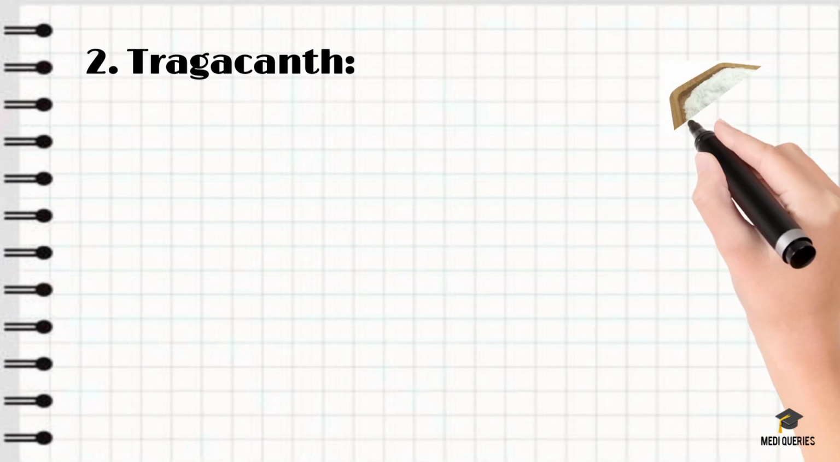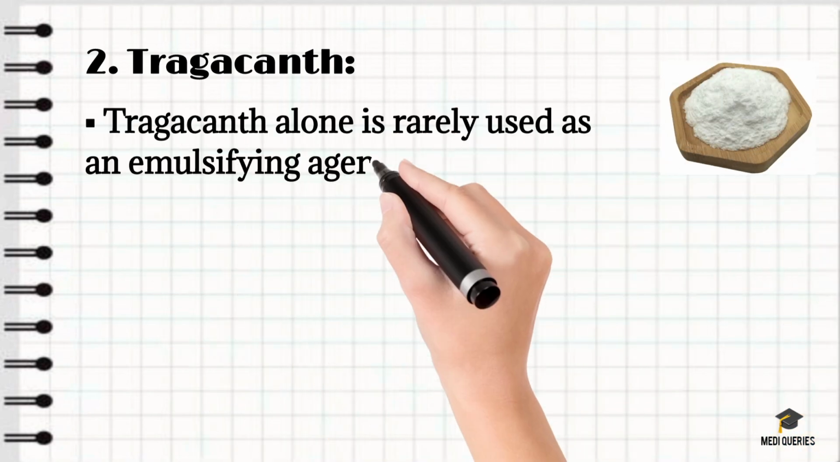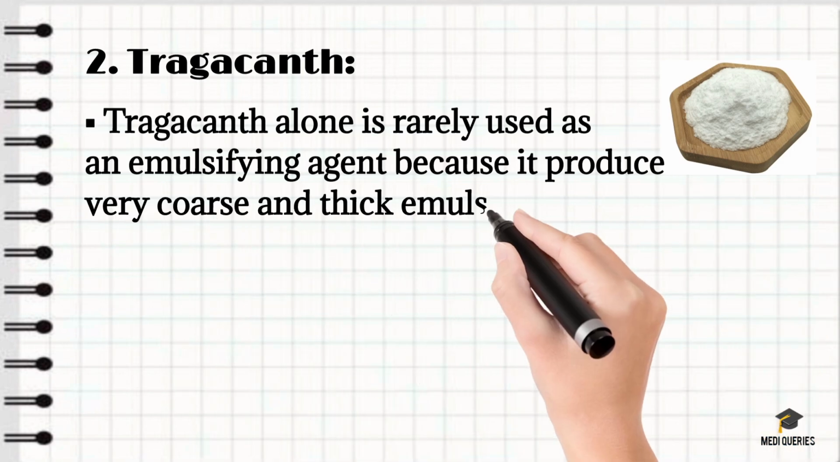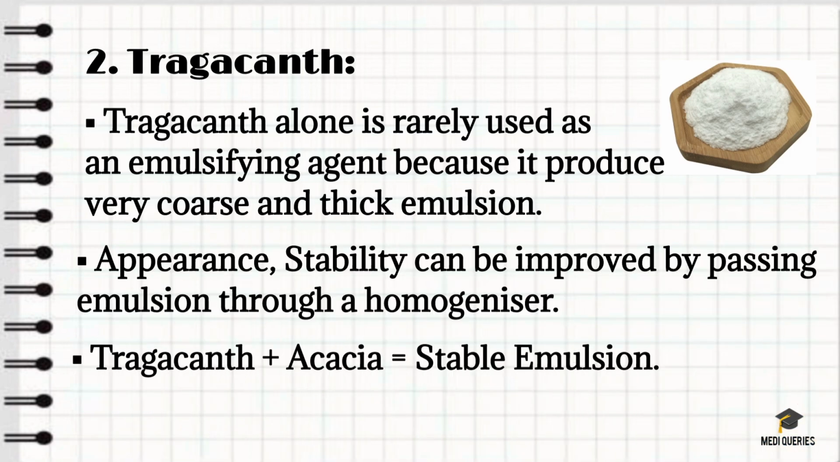And next one is the tragacanth. Tragacanth alone is rarely used as an emulsifying agent because it produces a very coarse and thick emulsion. So the appearance and the stability of the emulsion can be improved by passing the emulsion through a homogenizer. A stable emulsion can be produced if tragacanth is used along with gum acacia as an emulsifying agent.